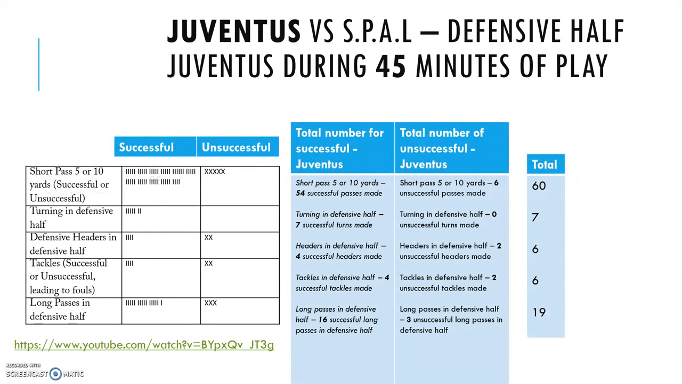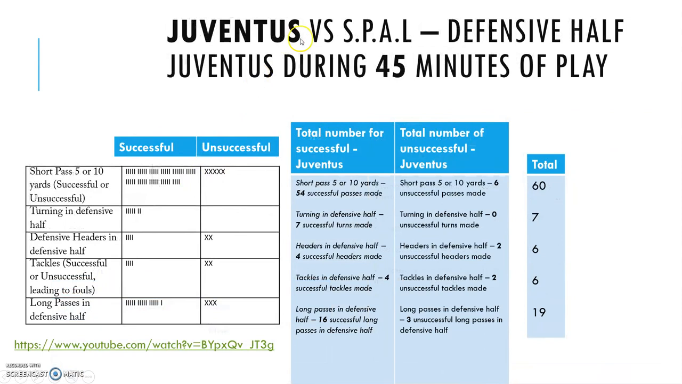So, Juventus versus SPAL. This is the defensive half, Juventus during 45 minutes of play. I've bolded Juventus because this is the team I'm going to be talking about first. As you can see, if you can follow the mouse, short passes of 5 or 10 yards, successful and unsuccessful. They managed to do this 54 times in their first half.